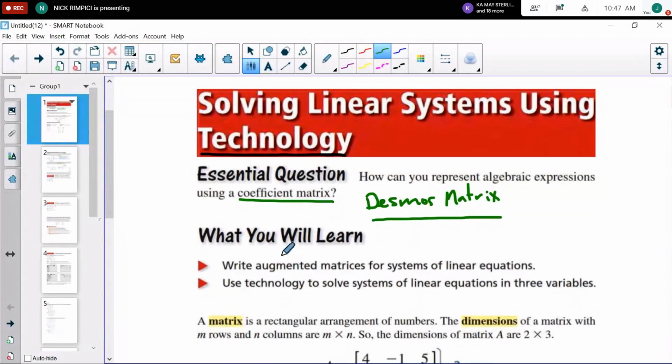What we're going to be doing, sort of like yesterday, is writing augmented matrices for systems of linear equations. Yesterday I gave you all ones that were worked out in standard form, and somebody asked me, can I do one that's not in standard form? And the answer is yes. We're going to see questions today where they're not in standard form. We have to put it in standard form ourselves first before we go to the computer. That's the real reason behind today's lesson. I want you to see how that works. And then, of course, we're going to use technology to solve systems of linear equations in three variables. That's the goal, and that goes back again to using Desmos matrix.